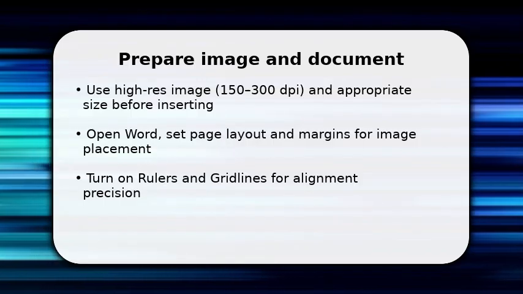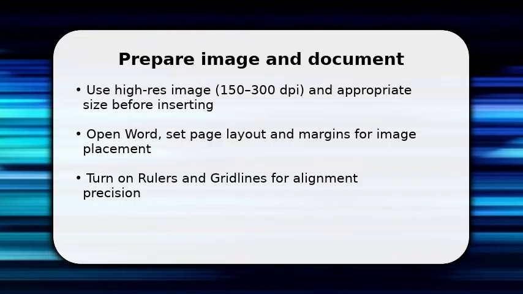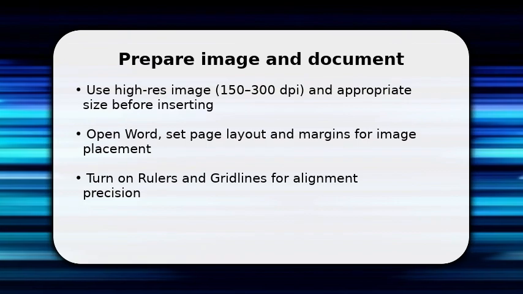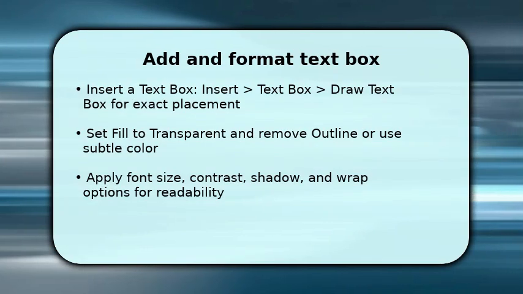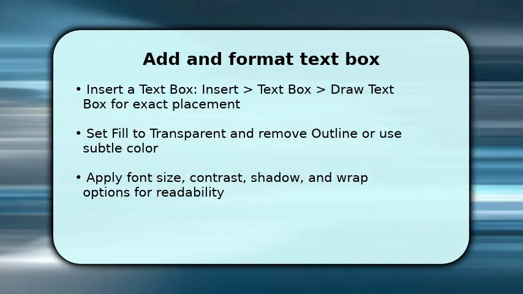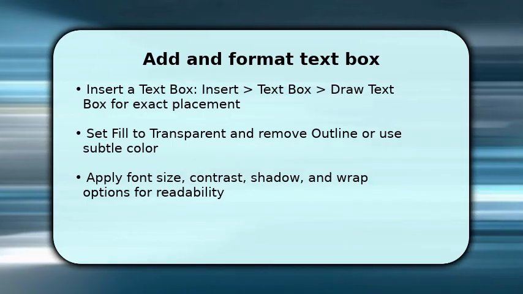Also resize the image using corner handles to preserve aspect ratio, because distorted images make text harder to read and reduce visual impact. Next, add a text box directly over the image. Insert text box, draw text box, then click and drag to position it where you need the caption or label. Once placed, set the text box fill to no fill or a semi-transparent color so the image remains visible, and remove its outline unless you want a border.